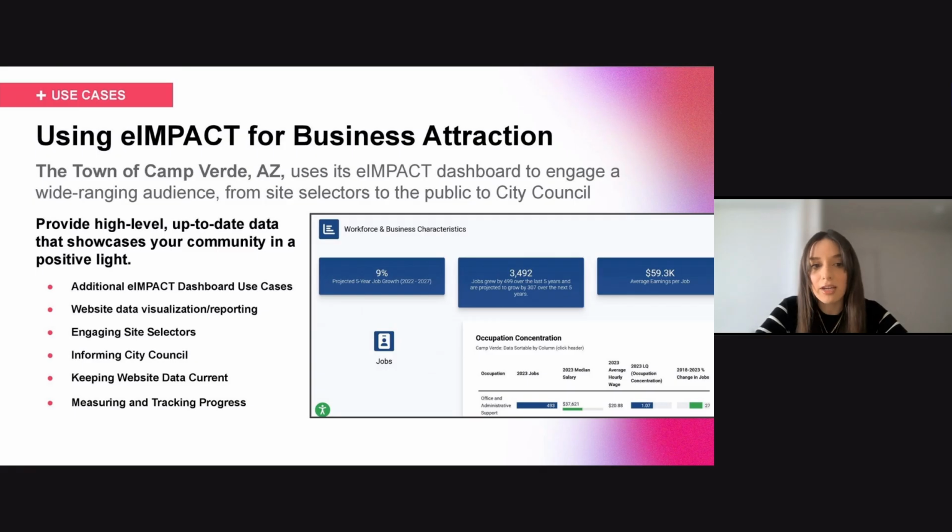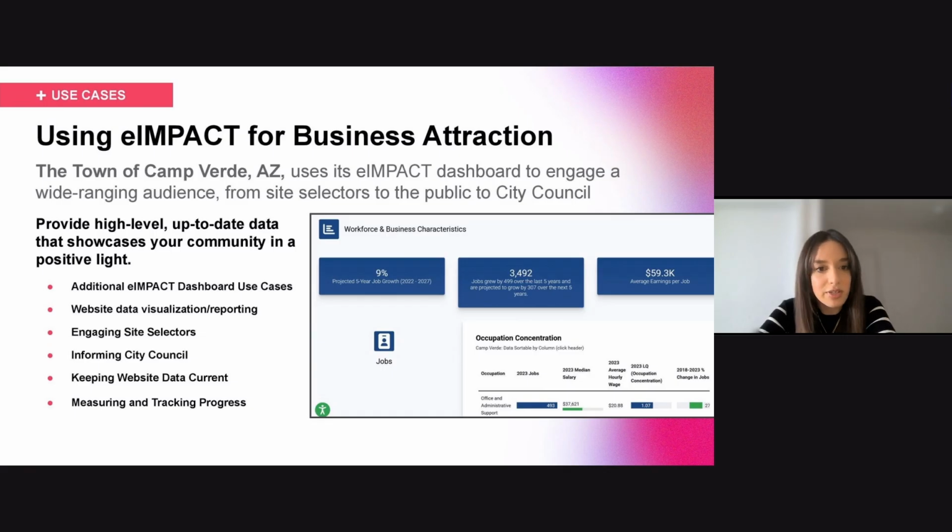And the eIMPACT dashboard allows them to have data visualizations, engage with site selectors, inform the city council of any data they'd like to share, and it ensures that you keep your data current and up to date. Also, you're able to measure and keep track of your region's progress with the dashboards.